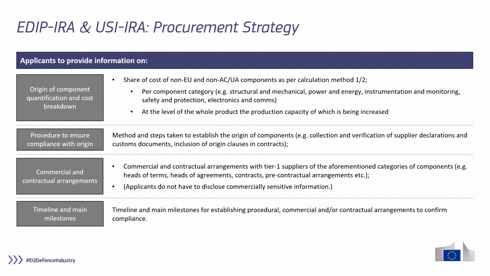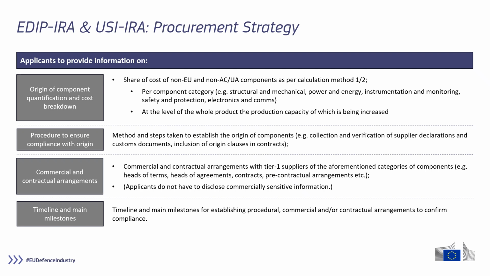Applicants are asked to provide the cost share of foreign components in different categories, such as structural and mechanical components, power and energy components, instrumentation and monitoring components, safety and protection components, electronics, and communication components. The definition of these categories is left to the applicant and depends on the type of defense product. Again, applicants can use either of the two methods that I presented. No information is required about the identity of suppliers or procurement costs.